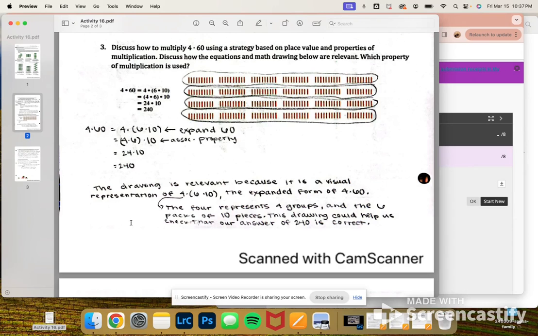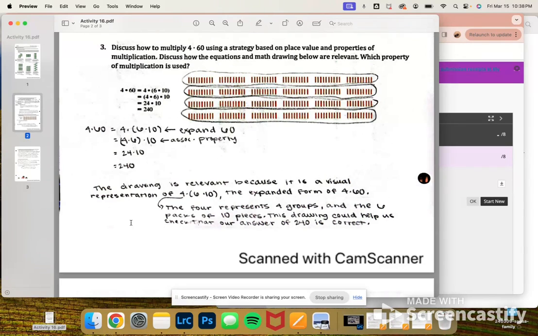So first, we take 4 times 60, and then we expand 60 to make the equation go from 4 times 60 to be 4 times, and then in parentheses is something equivalent to 60. So I chose to write 6 times 10. And then right below it, I wrote equals, and I used the associative property to rearrange my numbers in my parentheses to become 4 times 6 in parentheses times 10.